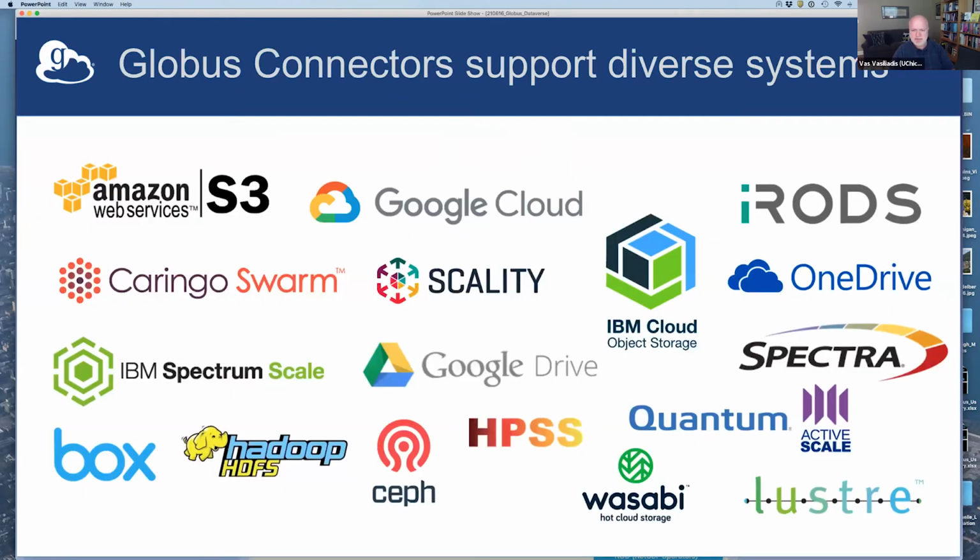We have connectivity to a lot of the commonly used object stores, as well as all of the POSIX compliant systems out there. And we continue to add to this list. I've made a mental note to reach out to Ben after this to talk about storage and see how we can get plugged into that effort, because that's really exciting.